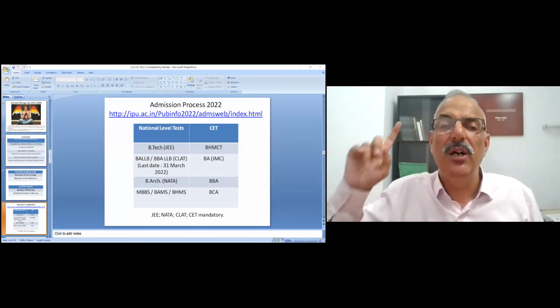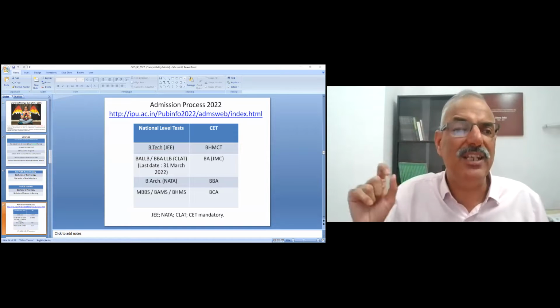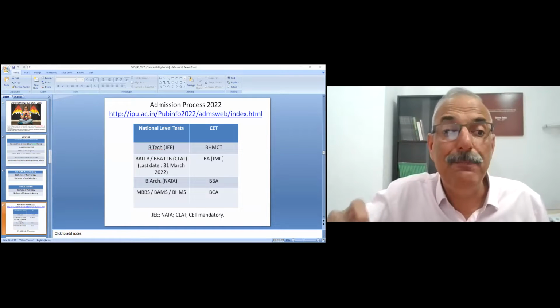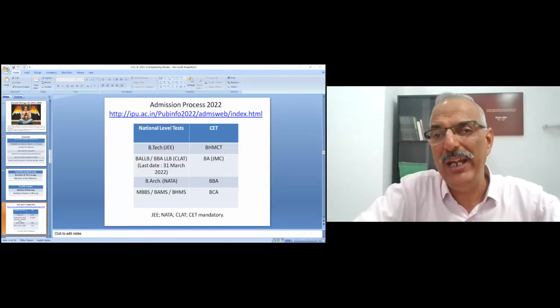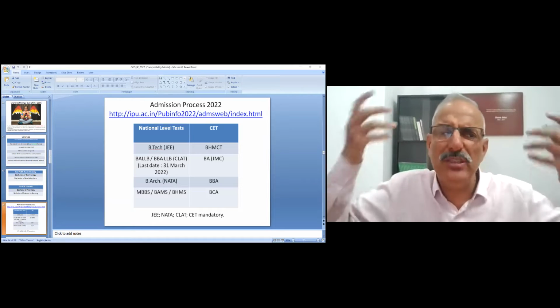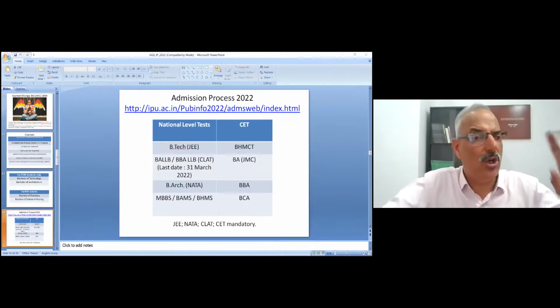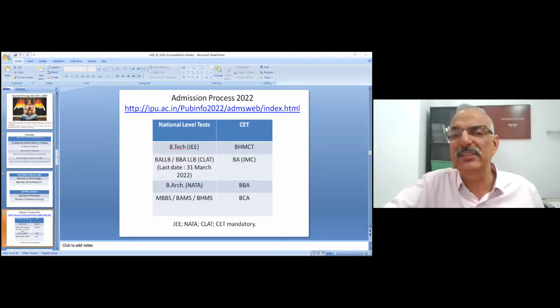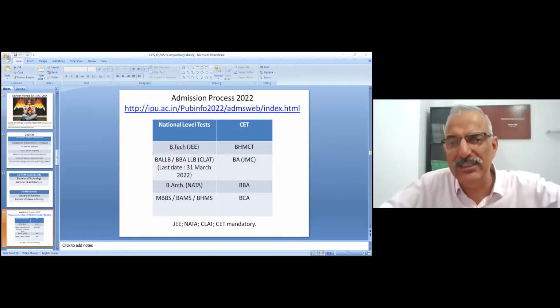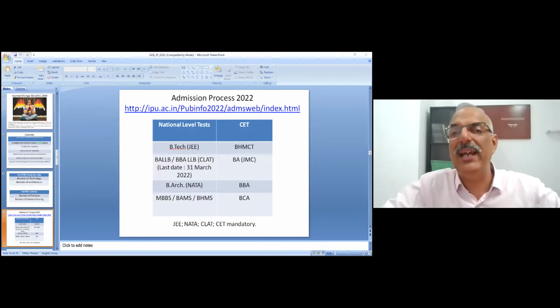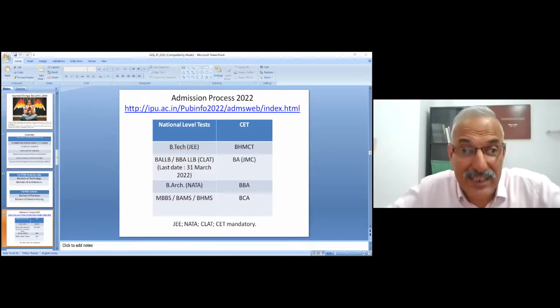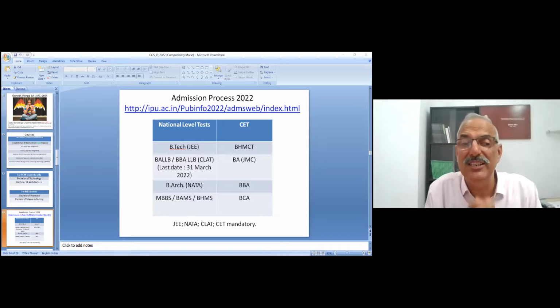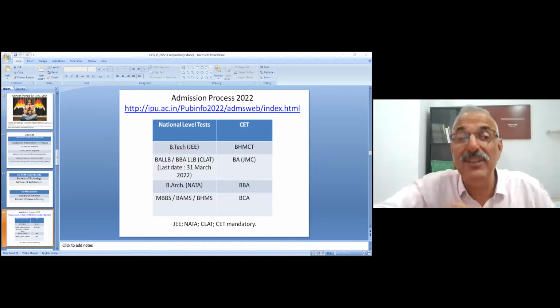Now, please note, for all the courses for which national level tests are available, IPU does not conduct its own entrance exam. Why? Because it is not needed. Why should a student fill multiple forms? So for engineering, law, architecture, MBBS, you have to appear in those national level exams, get a score, and those scores will be accepted by IPU. Very simple, right? Then there are courses like BBA, journalism, etc., for which no national level test is available.